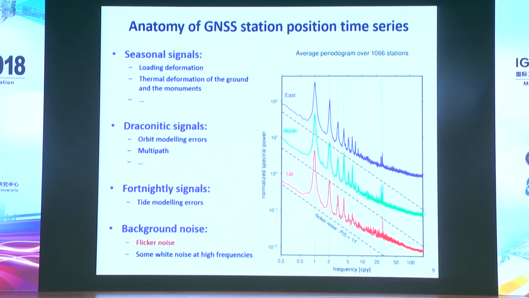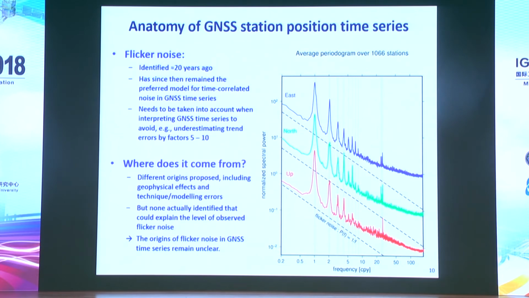So the rest of this presentation will be mostly about flicker noise, so let me give some additional background. Flicker noise was identified in GNSS station position time series already 20 years ago, and it has since then remained the preferred model to describe the time-correlated noise present in GNSS station position time series. Why is it important? It's because the presence of flicker noise in the series needs to be taken into account if one wants to assess realistically the significance of any geophysical feature in the series, and in particular the significance of the station velocities.